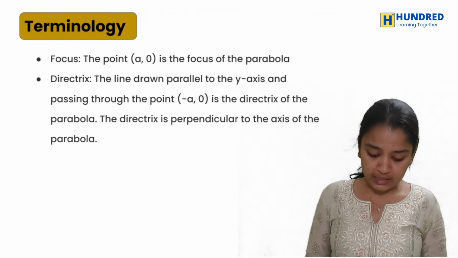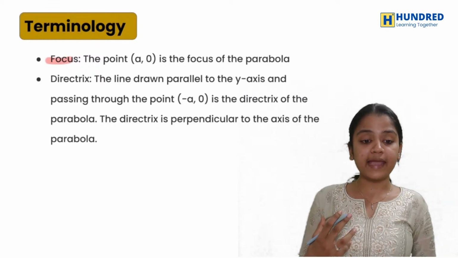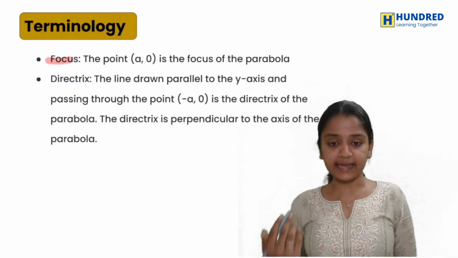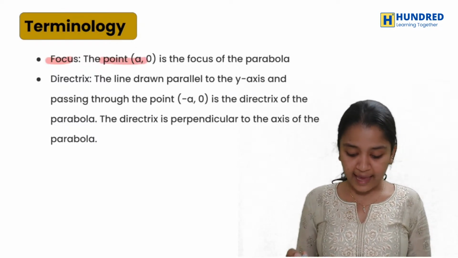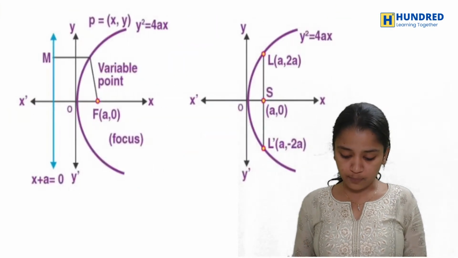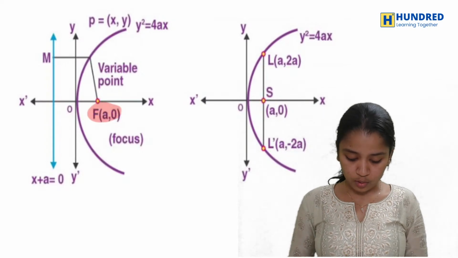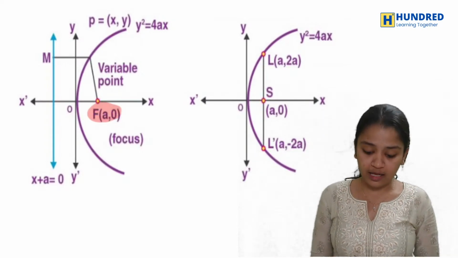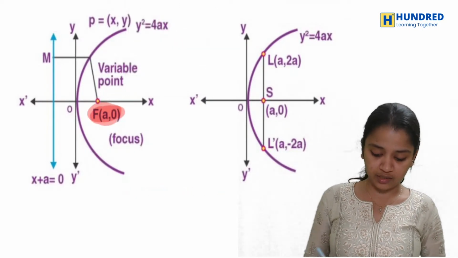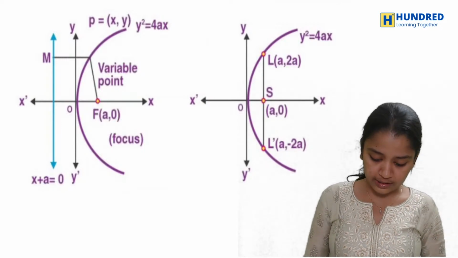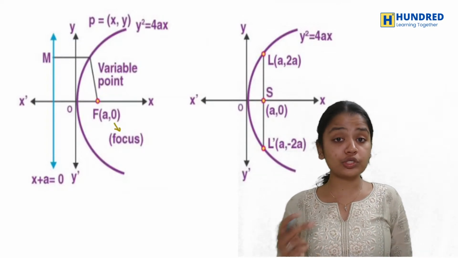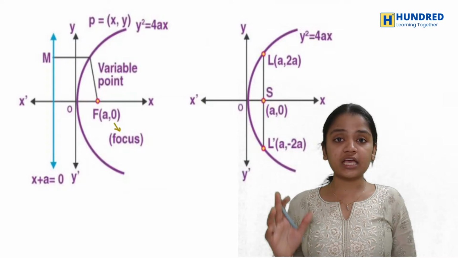So what is a focus? Let me explain the theory first, then I'll explain with the diagram. A point a comma 0 is the focus of a parabola. If this is your parabola, this point is called your focus. As I have given here, this particular point is called your focus, that is a comma 0. This is a parabola which is opened rightwards. I'm just talking about a rightwards parabola.